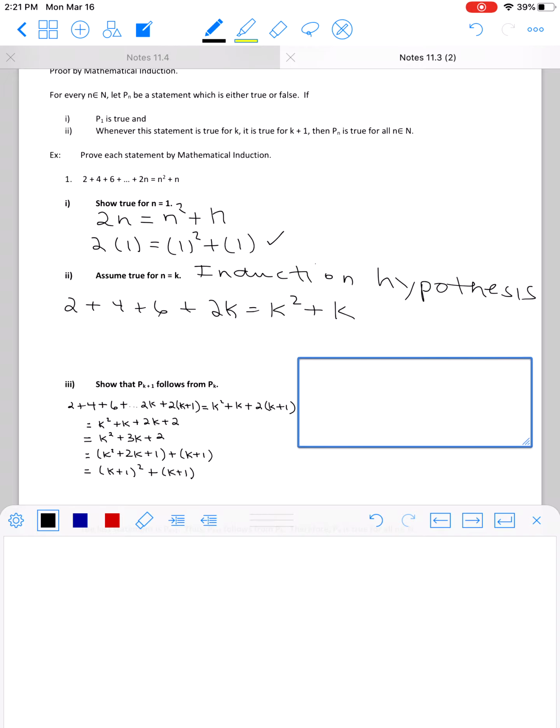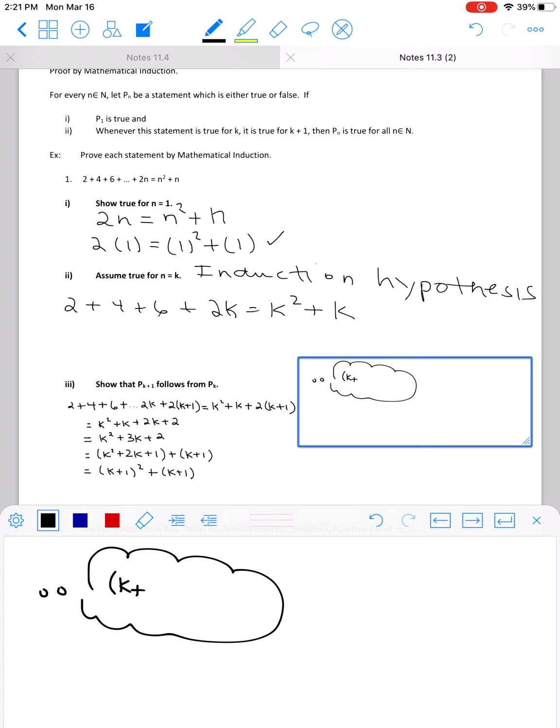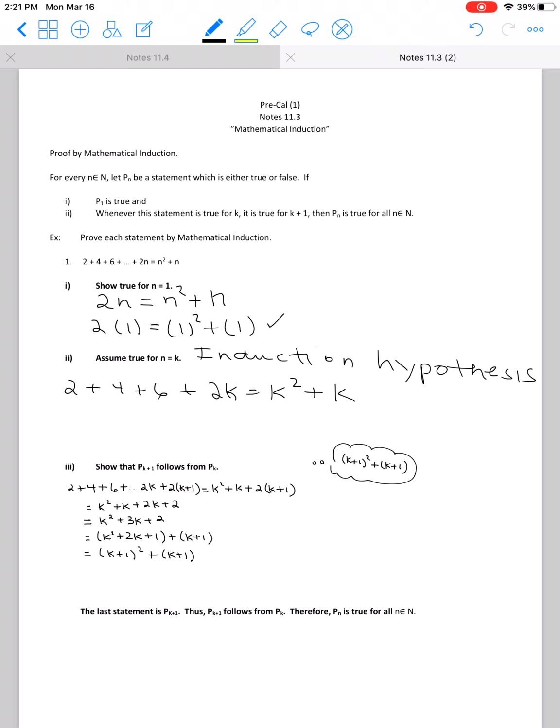Sometimes I put it in a thought cloud, my target of what I wanted to have. And I wanted that right side to become k plus 1 squared plus k plus 1. And I think if you write that little thought cloud there, then it helps you to manipulate down in these steps what it is. And then once you show that, the last statement is p sub k plus 1, and then that follows from p sub k. Therefore, it's true for all n that are natural numbers.